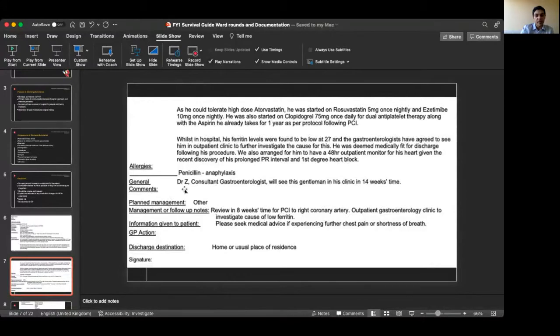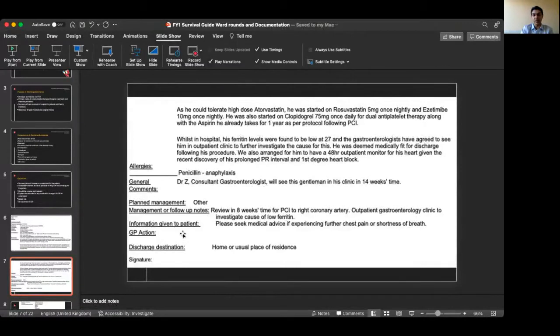In the general comments, again, I say the gastro team will see this patient in 14 weeks' time. So I've included the time frame in my discharge summary, so the patient's aware that in 14 weeks' time, they will be seen by someone from the gastro team. And the GP is also aware in case they want to follow up on this. And in the management notes, I've again mentioned the gastro appointment and that they will be seen in clinic following PCI.